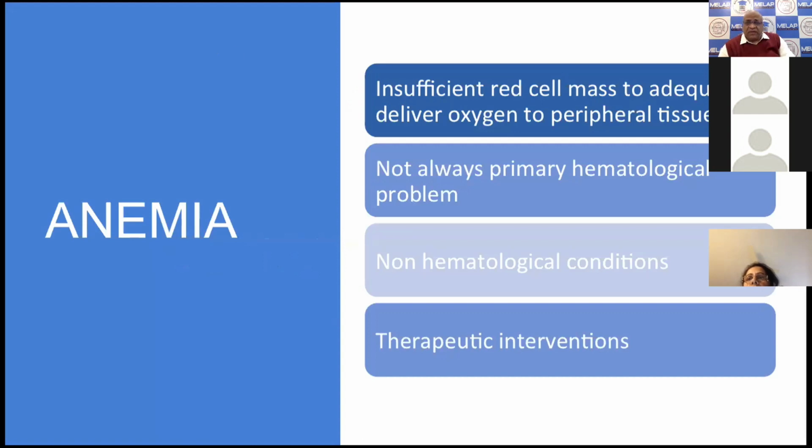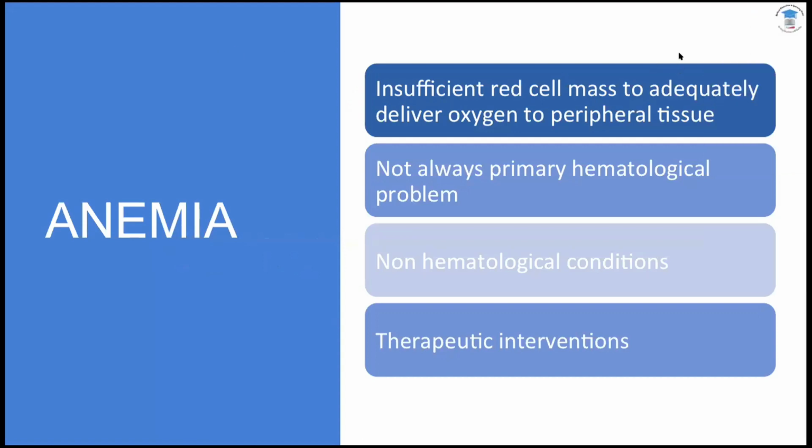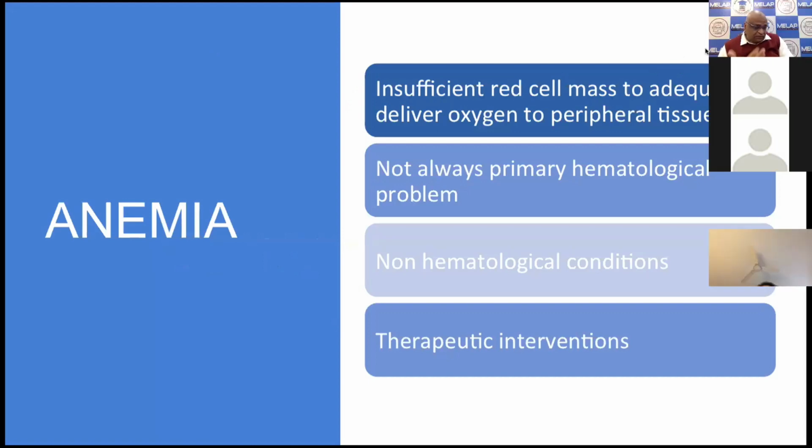And the simplest definition, sometimes we say anemia means low hemoglobin or low hematocrit or low RBC. The simplest definition is insufficient red cell mass to deliver adequate oxygen to peripheral tissues.